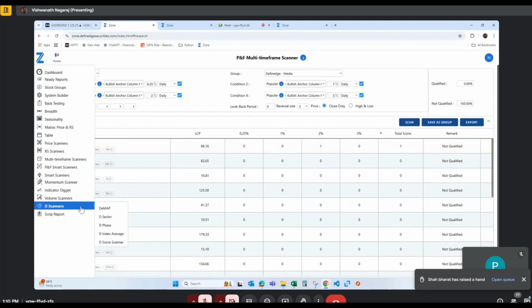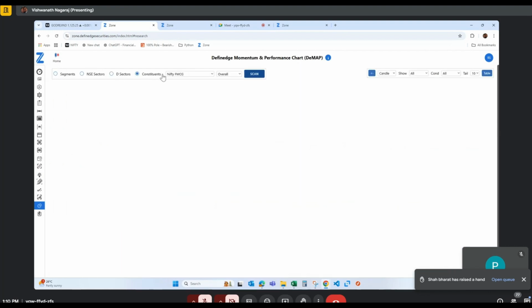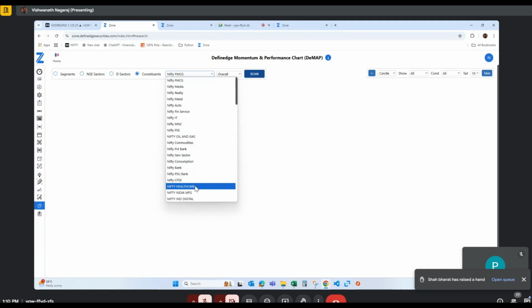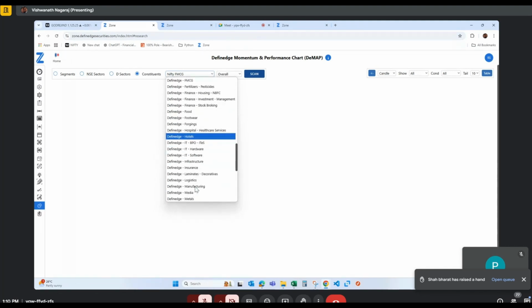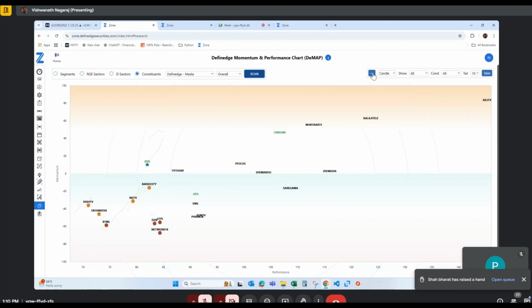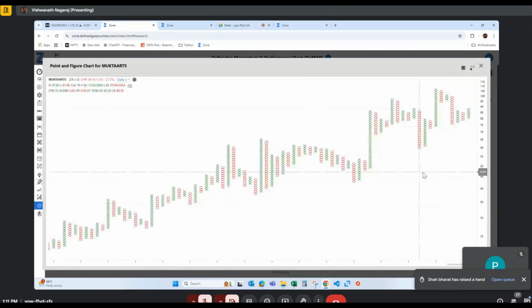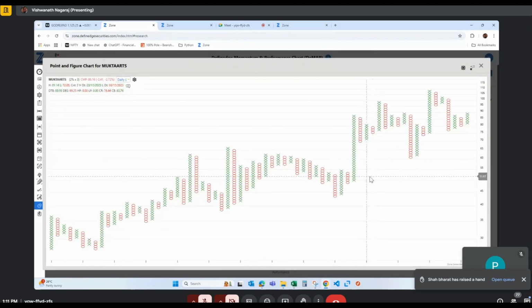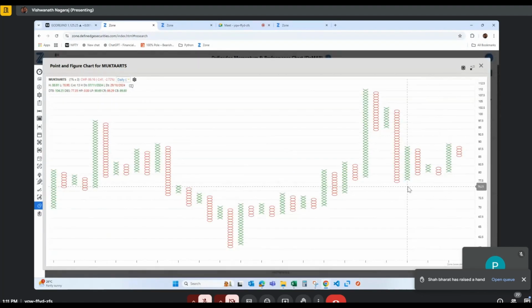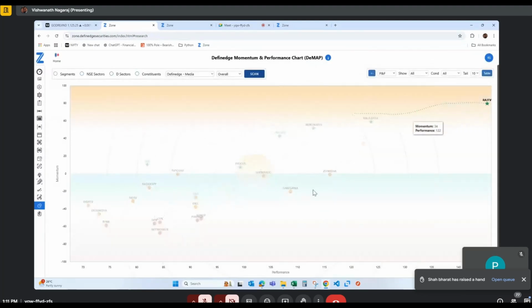Now let's come back to DMAP. Let's come to, where is media? See, Mukta Arts has got a straight arrow, and this is a little bit of tweak here, has given anchor column follow through at 2%. You can have a look at this. If it's not good, don't do it. Simple. Don't force an entry if you don't think.